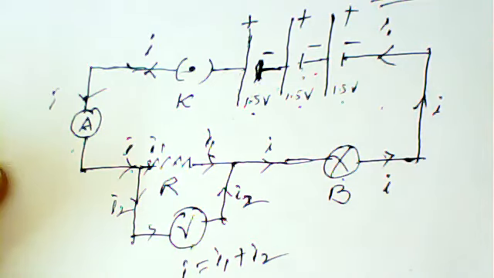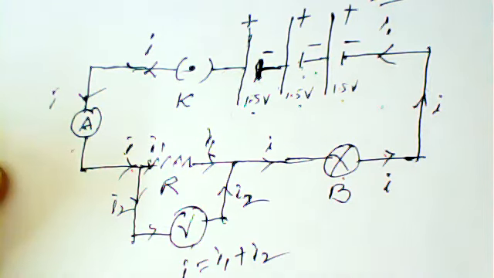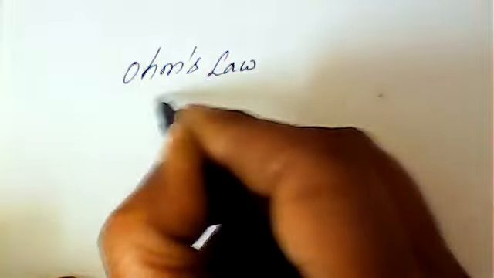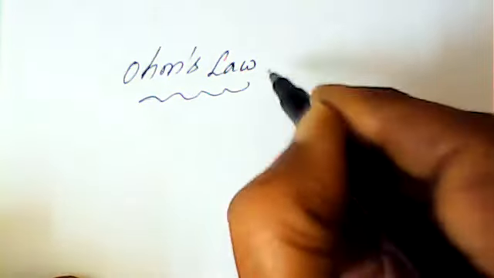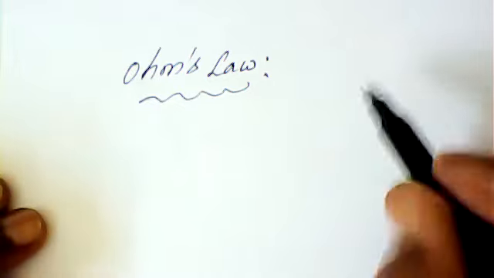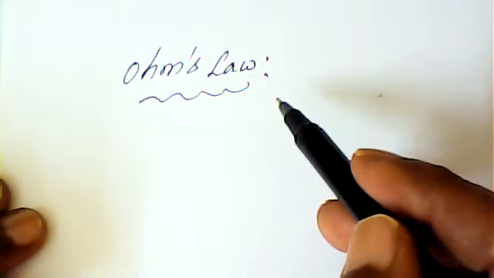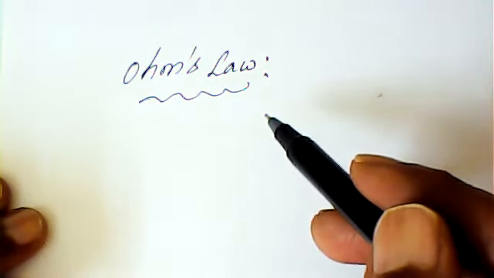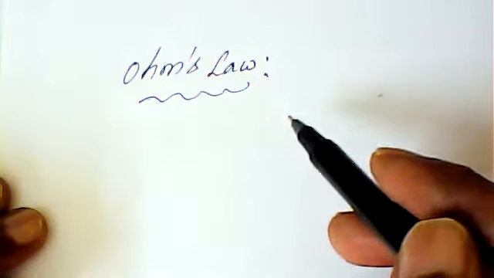Now, after this, we are going to another topic, it is Ohm's law. Ohm is the name of the scientist. So he has given the law relating voltage and current. Voltage and current.